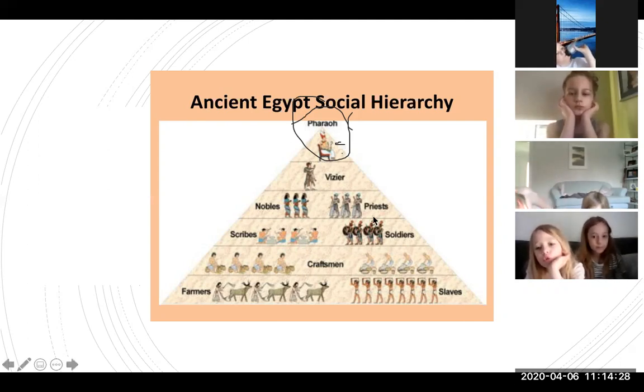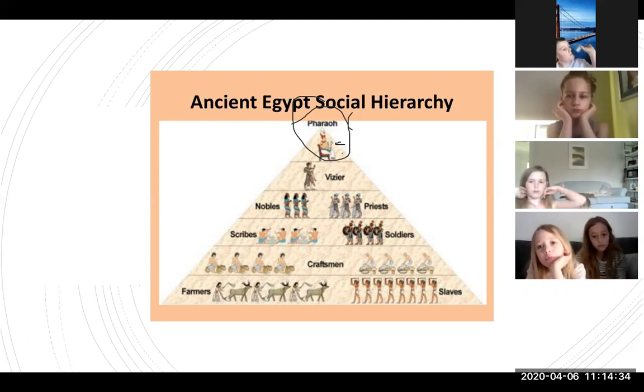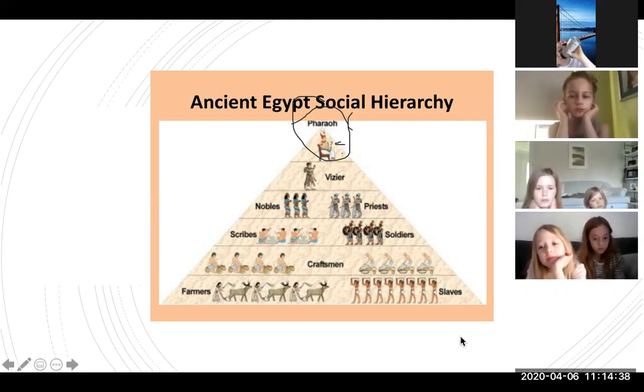So that was the order in which everybody had their place, and like I say, it was very hard, nearly impossible if you were at the bottom to move up at all. So pretty much most of us today would probably be somewhere in the craftsmen, farmers and slaves bit, which is a little bit upsetting, but unfortunately that's where most of us would be.